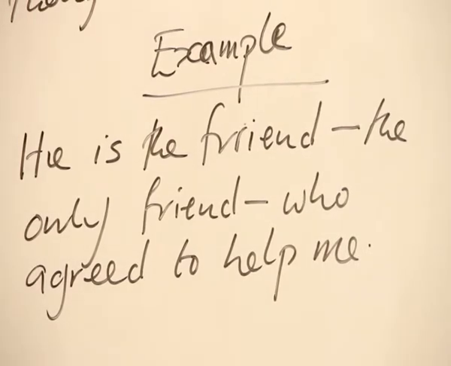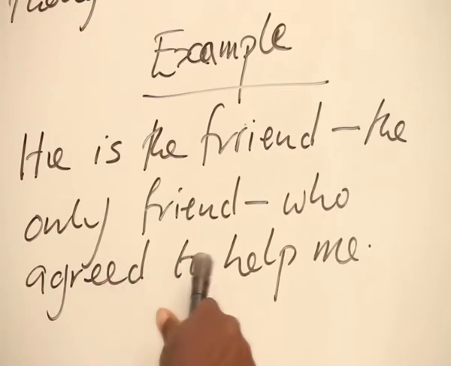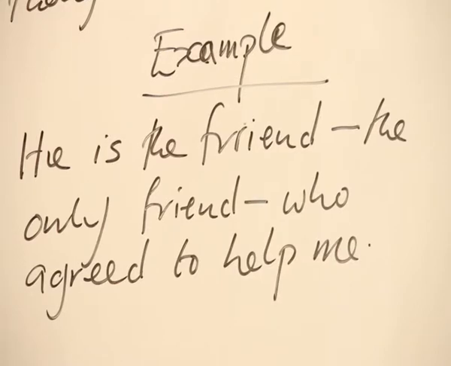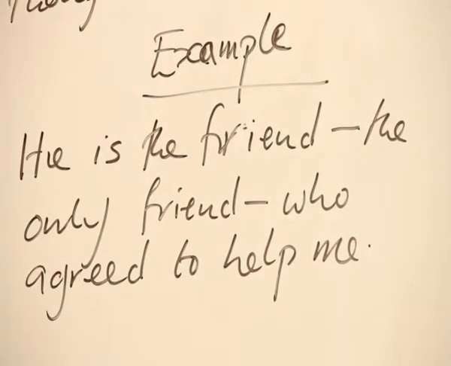Now, the point I'm making is that the sentence actually without the dash is: he is the friend who agreed to help me. But the speaker intends to emphasize the fact that it's not just a friend that agreed. He's the only one, others didn't. Or it could also mean, apart from being an emphasis on that, that the speaker wanted to say he's a friend who agreed to help me.